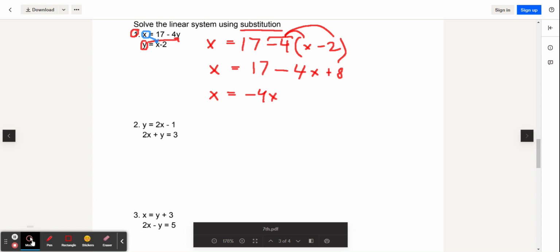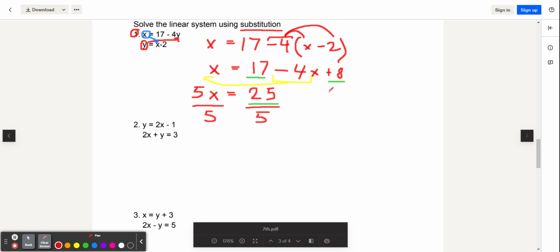Whoops. Let me actually do this all in one step. We'll move this negative 4x to the other side, getting 5x. And at the same time, we'll combine these two numbers, getting 25. If that was too much for you, you can do it one step at a time. But basically what I did was move this over by adding plus 4x to both sides, and then combine these two underlined numbers to get 25. Now we divide by the coefficient to isolate x, and we get x equals 5.